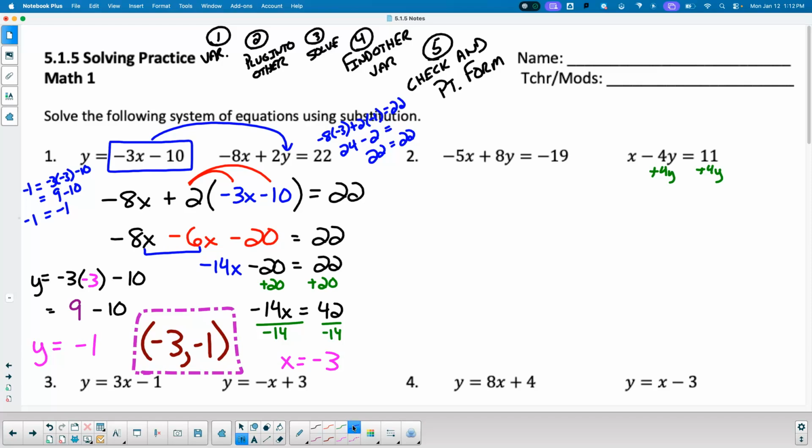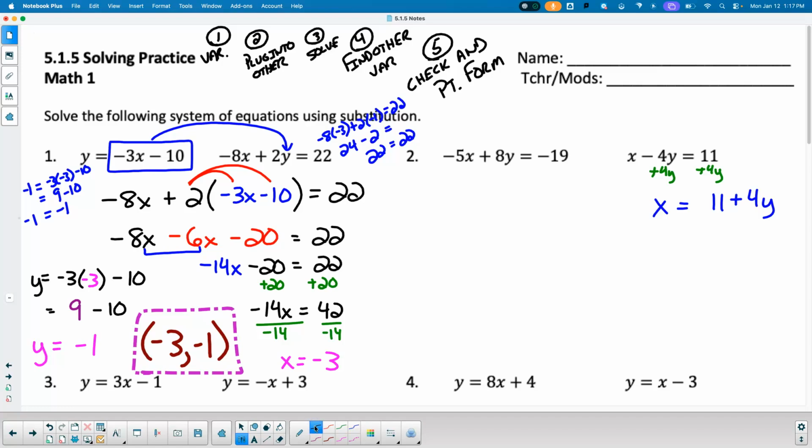And that's going to give me x equals 11 plus 4y. Now I've satisfied step number 1. I've solved one of my equations for one of my variables. Okay? You now pick it up from there and do steps numbers 2, 3, 4, and 5. So solve that system of equations. Go.